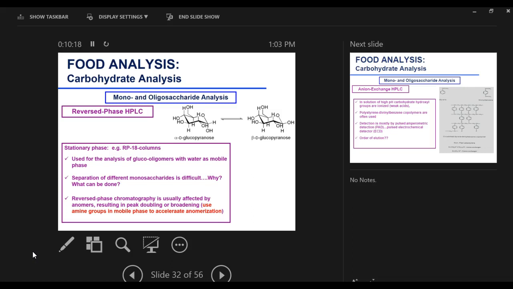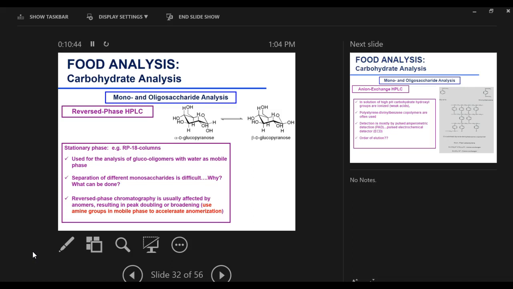So one way to solve this problem is adding salt to your mobile phase. If you add salt to the mobile phase, you're basically making the water in the mobile phase not very available for the sugars because of the presence of salt. Then the sugars will interact with your stationary phase and essentially separate.